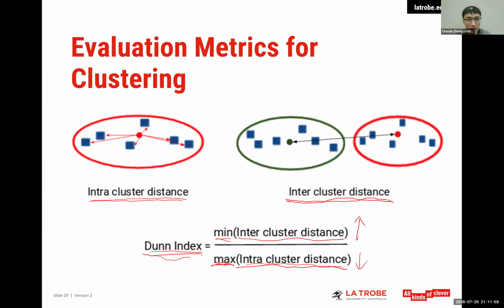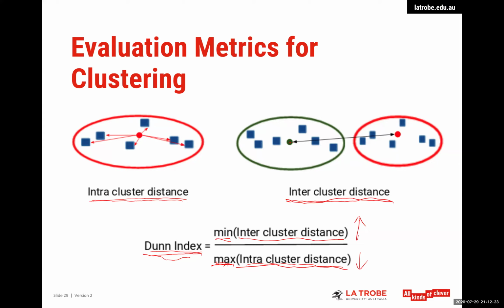So is there any question regarding the evaluation metrics for clustering? Sorry, can I just clarify? The Dunn index measures the quality of the clustering solution? Yes, it is measuring the overall clustering result, like how good the clustering is.